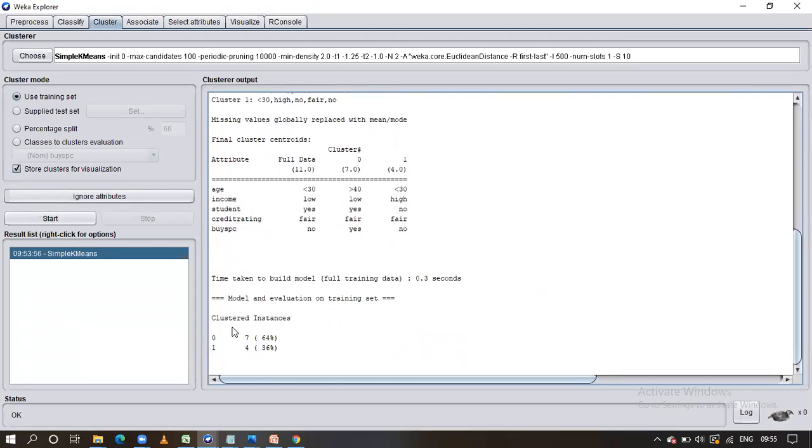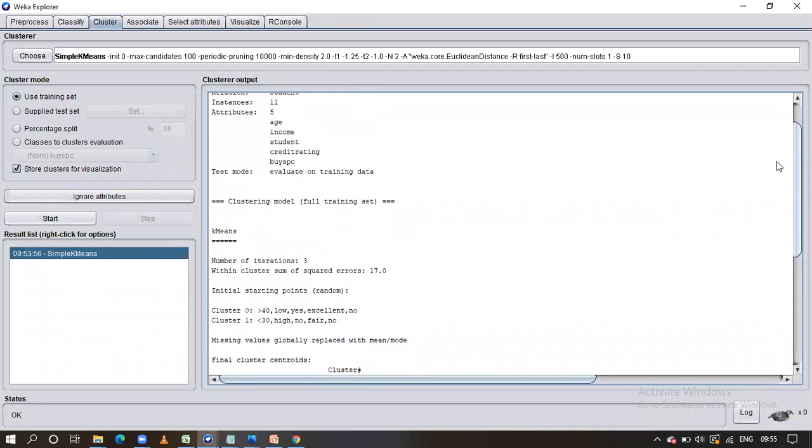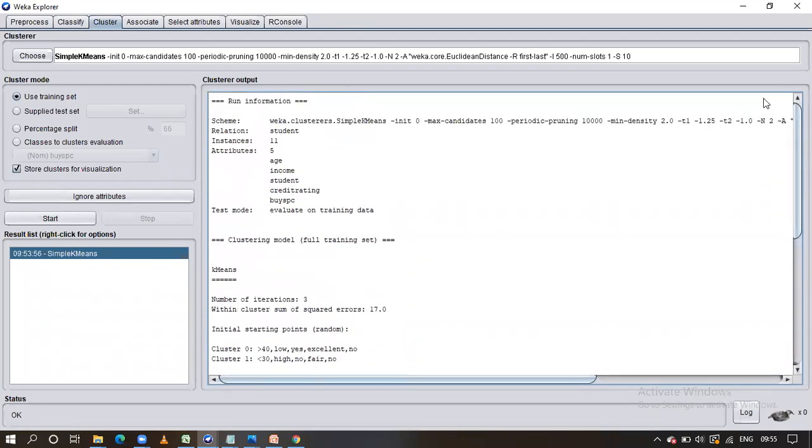The next part is related to the clustered instances. 7 instances are there in cluster 0, that is 64% of the overall data objects. In cluster 1 only 4 objects are there, that is 36%. This is the overall information related to the simple k-means algorithm.